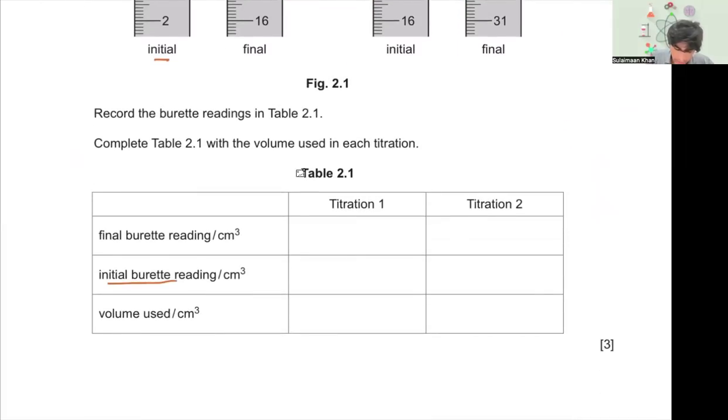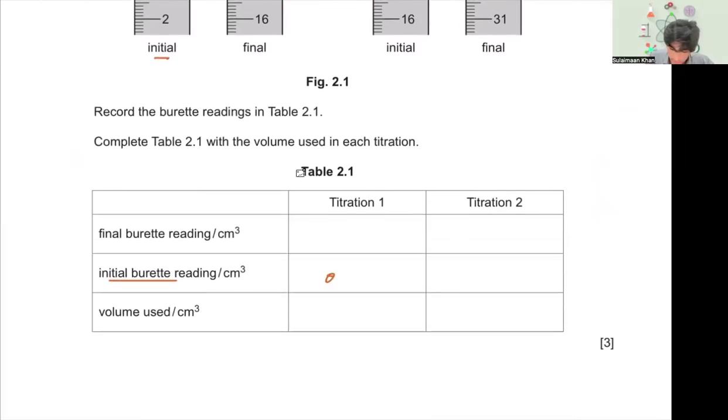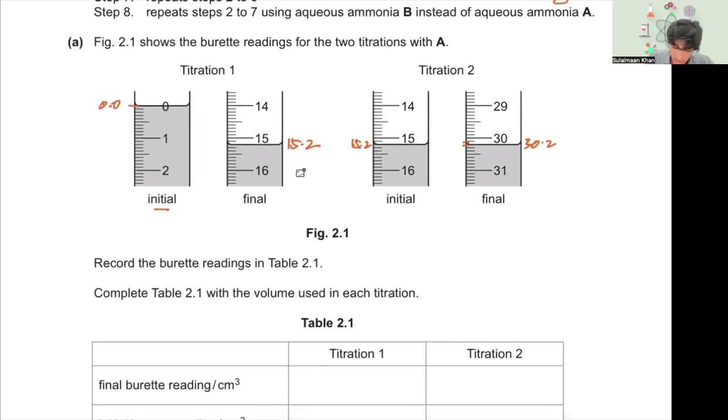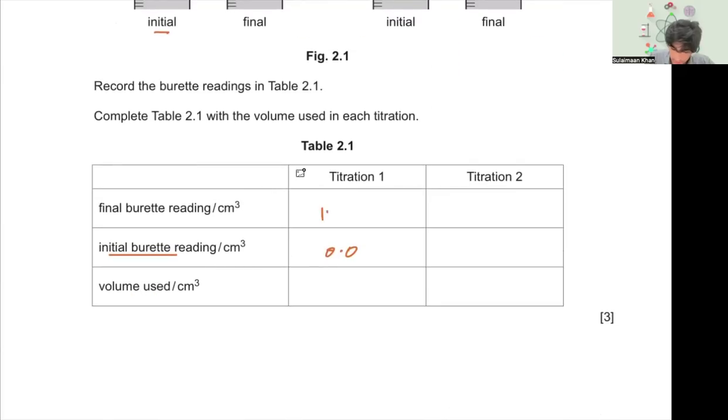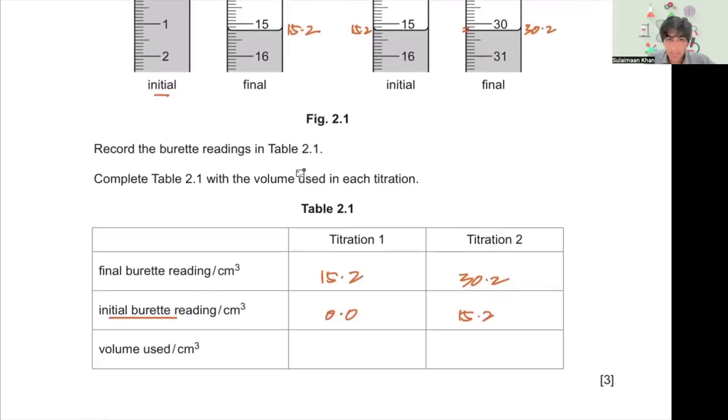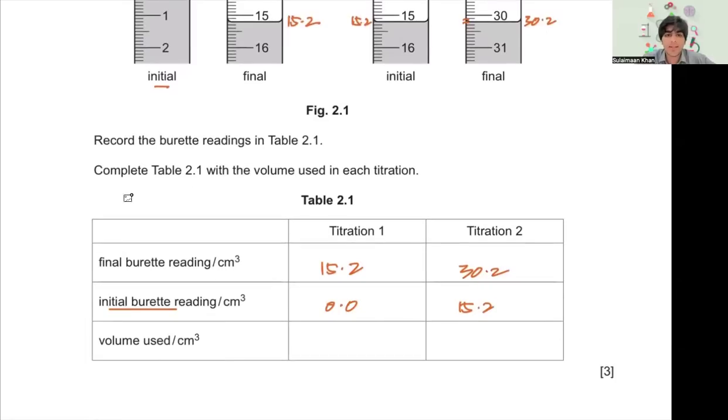The initial, please don't mess this up. Initial burette reading for titration 1 was 0.0. The final was 15.2. Please read what's written on the left-hand side before writing here. And then in this case, the initial was 15.2 and the final was 30.2. Is that correct? Absolutely. अच्छा, आसान है सर, बहुत आसान है.